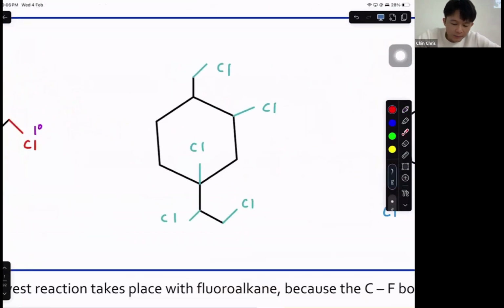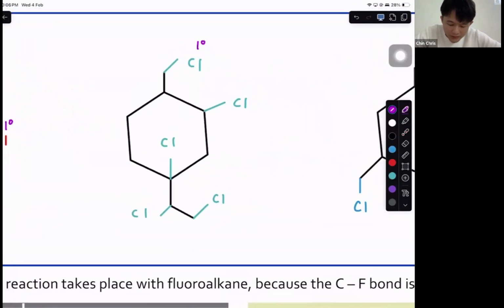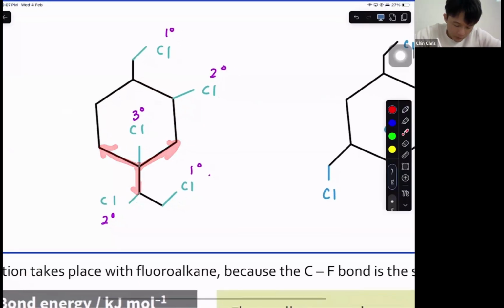Alright then, guys, let's look at this. 1 carbon, primary, 2 carbon secondary, 3 carbon tertiary, 2 carbon secondary, 1 carbon primary. Know how to label? One more time. Do you see this is 2 carbon, secondary? 1, 2, 3, tertiary. 1, 2, secondary. 1, primary.